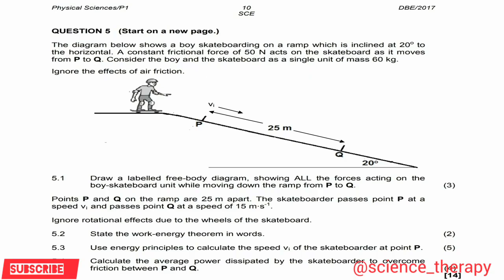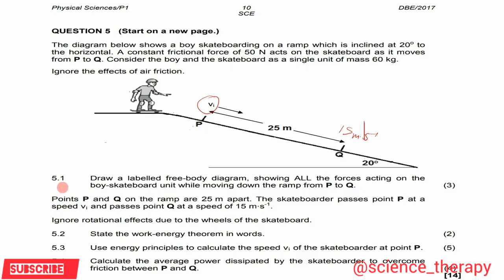Now we have point P and Q on the ramp are 25 meters apart. The skateboarder passes point P at a speed of Vi and passes point Q at a speed of 15 meters per second. Right, so we are given the speed at Q, which is 15 meters per second, but then we are not given the speed at P. We are only given an unknown value, Vi.